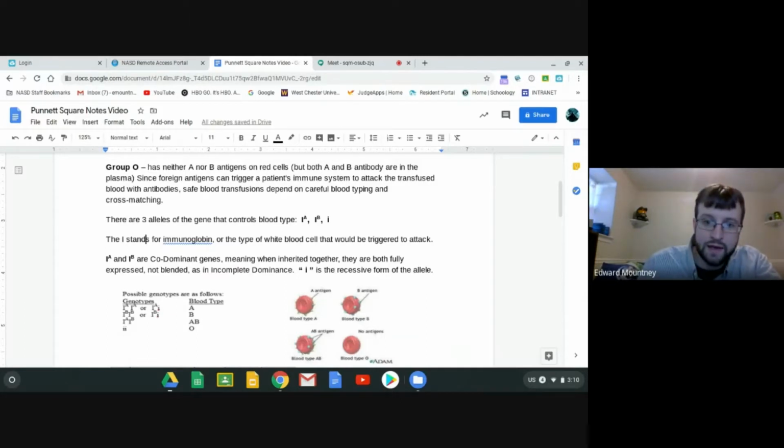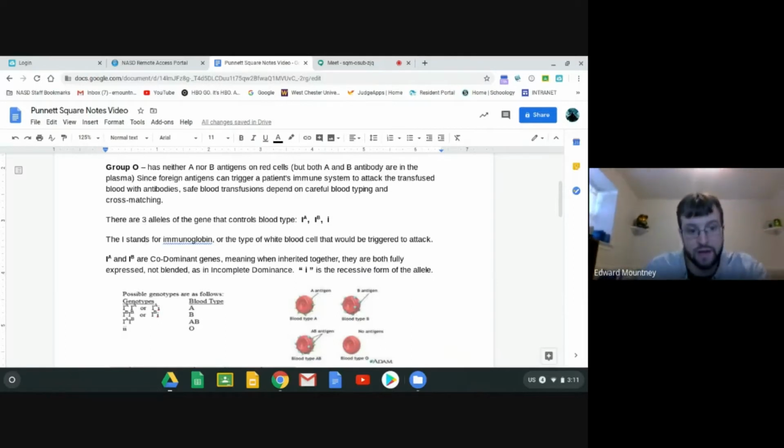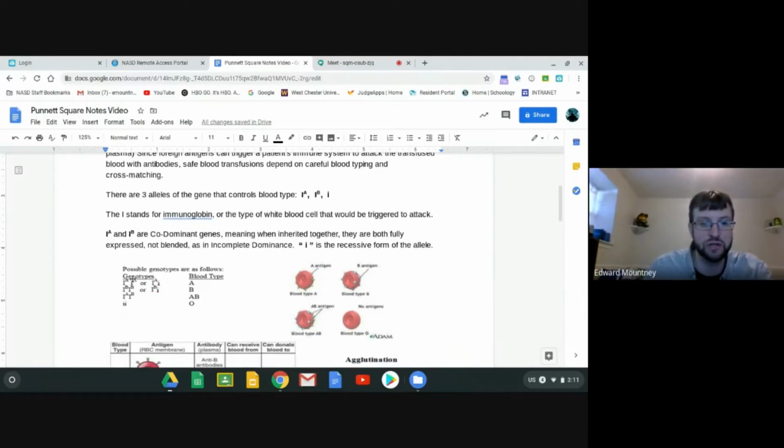So I^A, if you have that allele, you'll end up having A antigens on the blood cell. It doesn't necessarily always mean you have A blood, but you will have A antigens on the blood cell, and I'll get to that in a second. I^B, you'll have B antigens on your red blood cell. And little i means you have no antigens on the blood cell if you have that allele. Now, I^A is dominant, I^B is dominant, and little i is recessive. So let's look at some examples of what your genotypes might end up being. Remember, genotype is the combination of alleles that you may have.